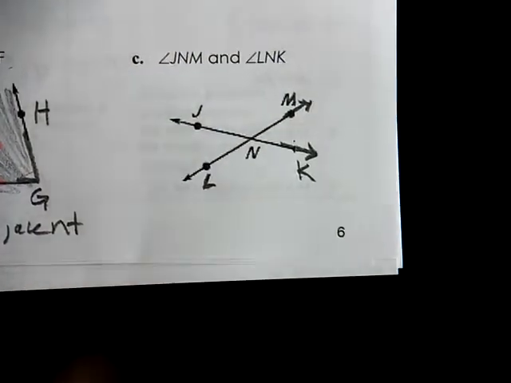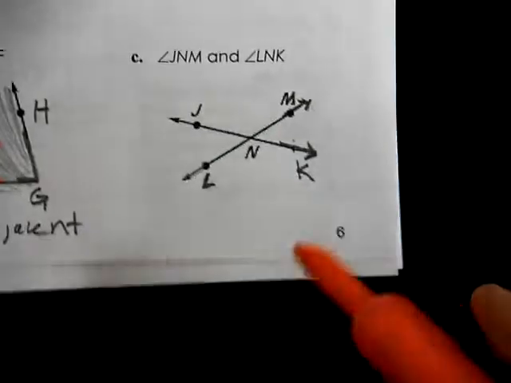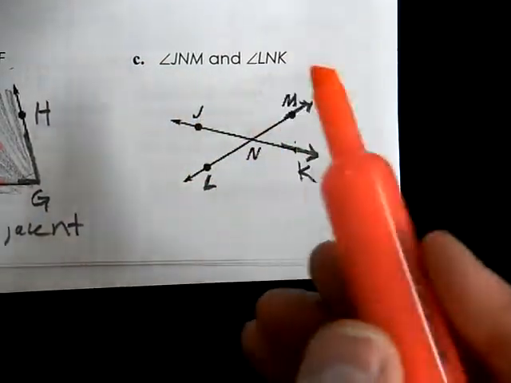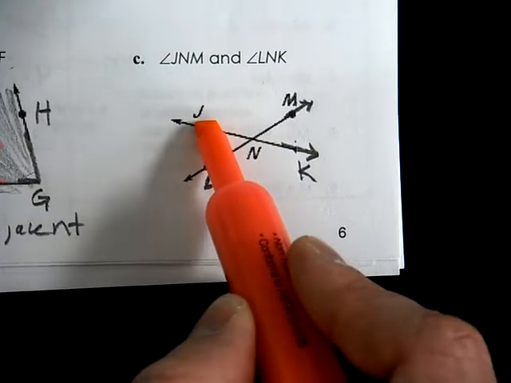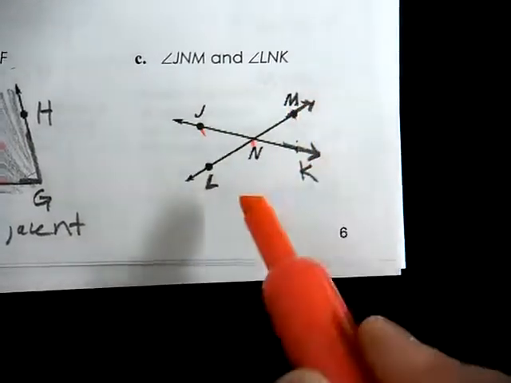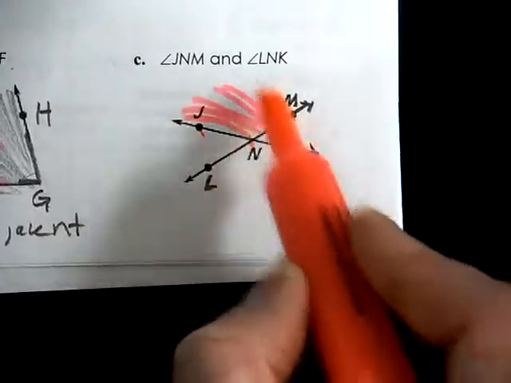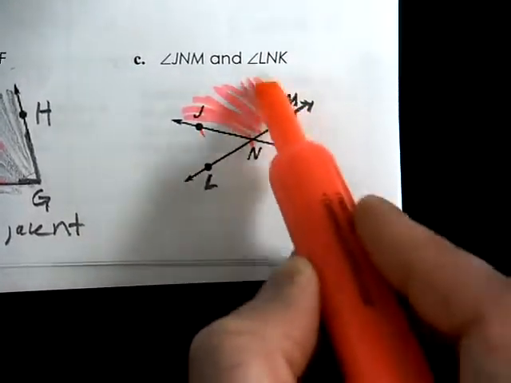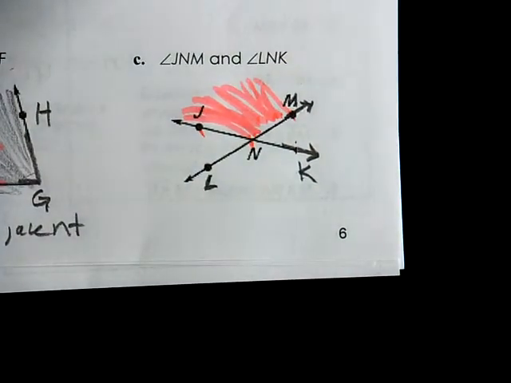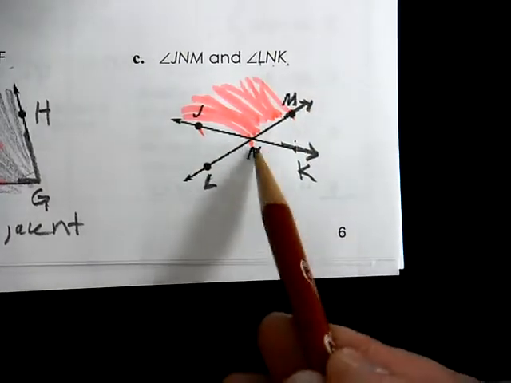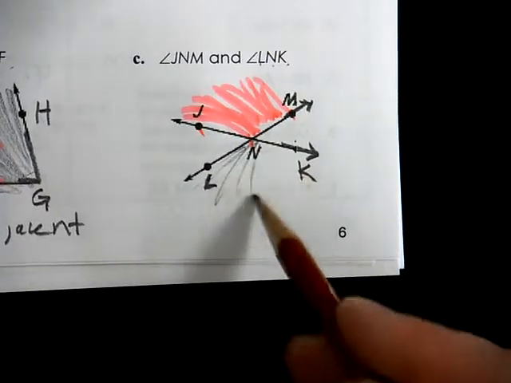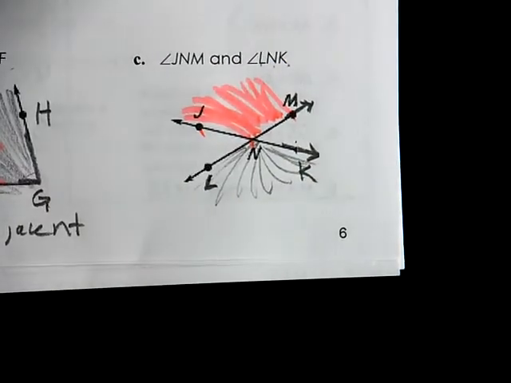Using your eyes, your finger, or your pencil. In my case, a highlighter. JNM. From J to N to M. There's your angle. So there's where you're looking at, the area that this angle is taking. It's opening up into that space. Angle LNK is opening down here.